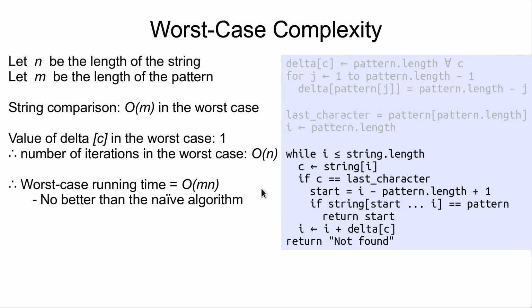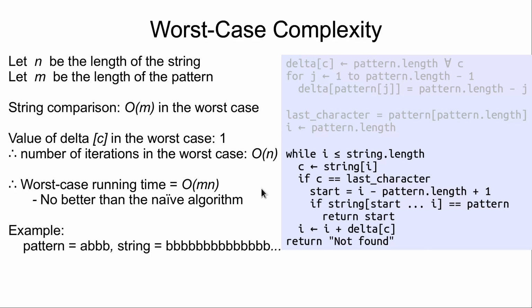For example, if the pattern were A, B, B, B, and the string were a long string of B's, then the rightmost occurrence of B, ignoring the last character of the pattern, is a distance of 1 from the end of the pattern. So delta of B is 1, and we end up shifting by 1 each time. Because the mismatch is at the beginning of the proposed match, we make 4 comparisons when comparing the proposed match B, B, B, B with the pattern.